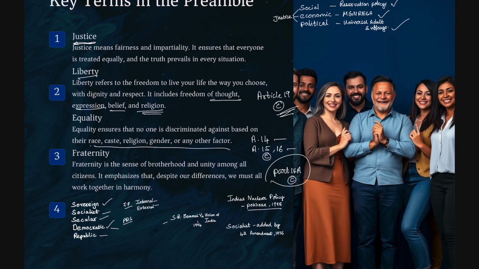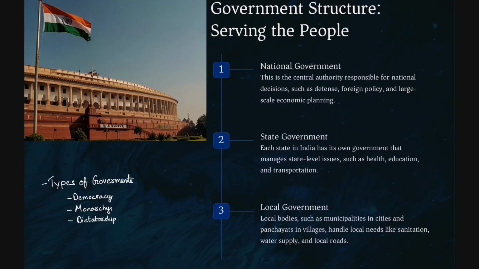Hope that's clear. India's government operates on 3 levels: the national, the state, and local level. This ensures that every corner of the country is represented and no region or community feels left out.